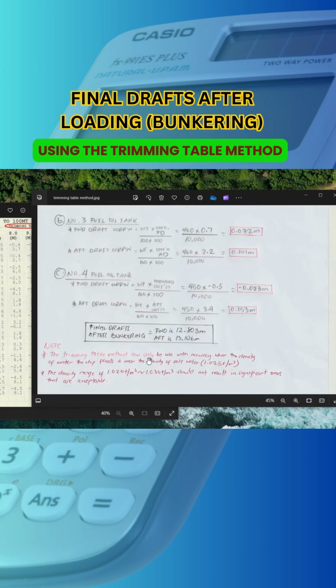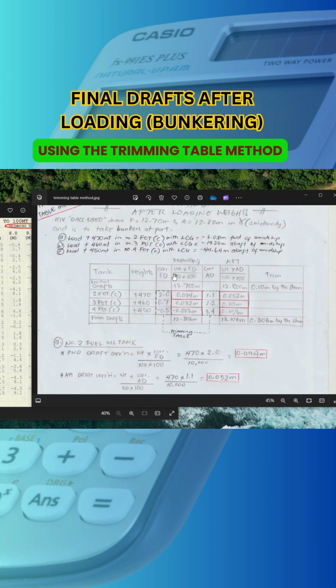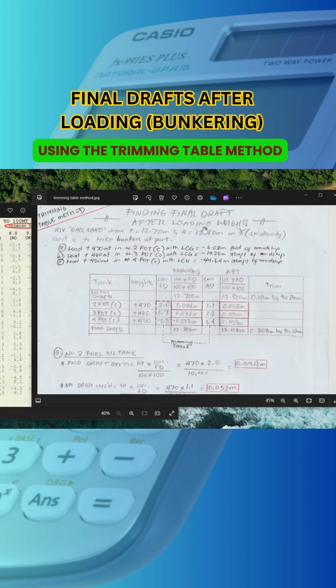So again, the trimming table method can only be used with accuracy when the density of water around the ship, where the ship floats, is near the density of salt water. The density range of 1.020 to 1.030 should not result in significant errors that are acceptable. But then again, may I just remind you, there are other methods existing on finding the final drafts after loading or discharging weights. Just a quick disclaimer. This is just one of the many examples that you can try practicing on board the ship.